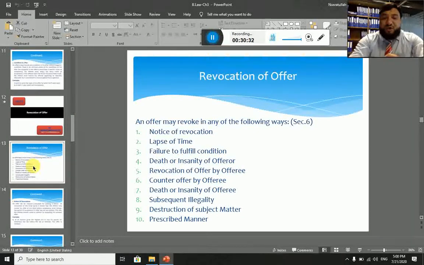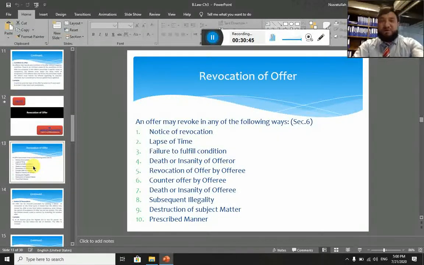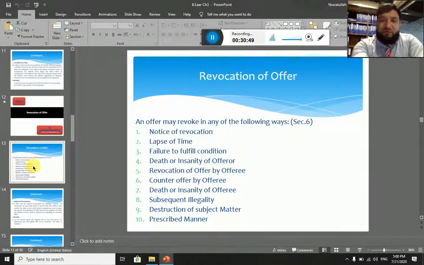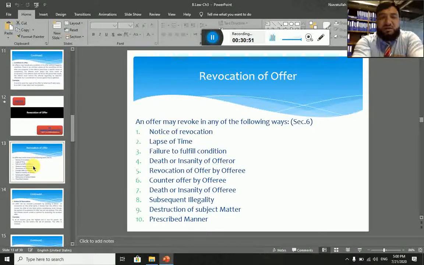Number 5, revocation of offer by offeree. Sometimes when we make an offer, the offeree cancels the offer and rejects the offer. When the offeree, the person to whom the offer is made, rejects the offer, it is automatically revoked, right? Reject means he does not agree with your offer, so the offer automatically cancels.